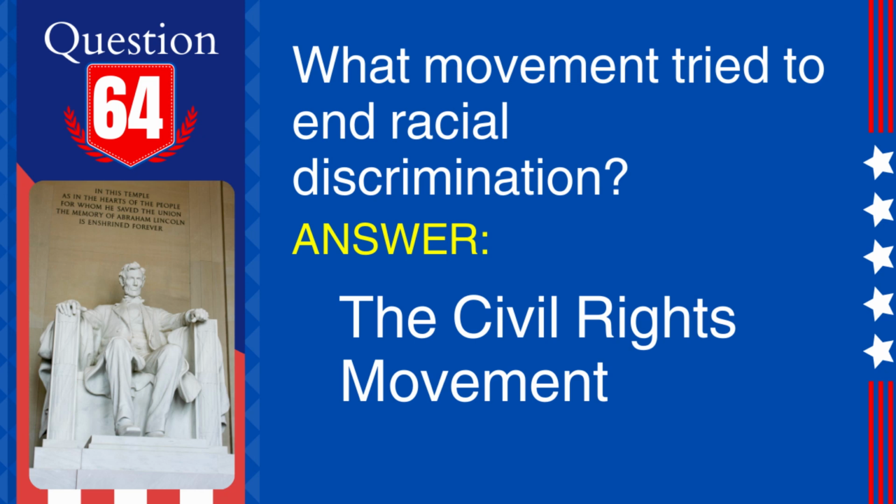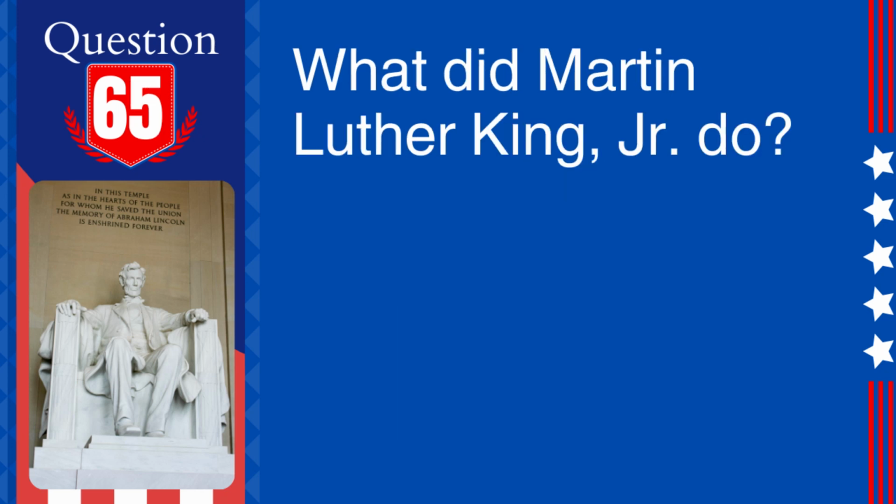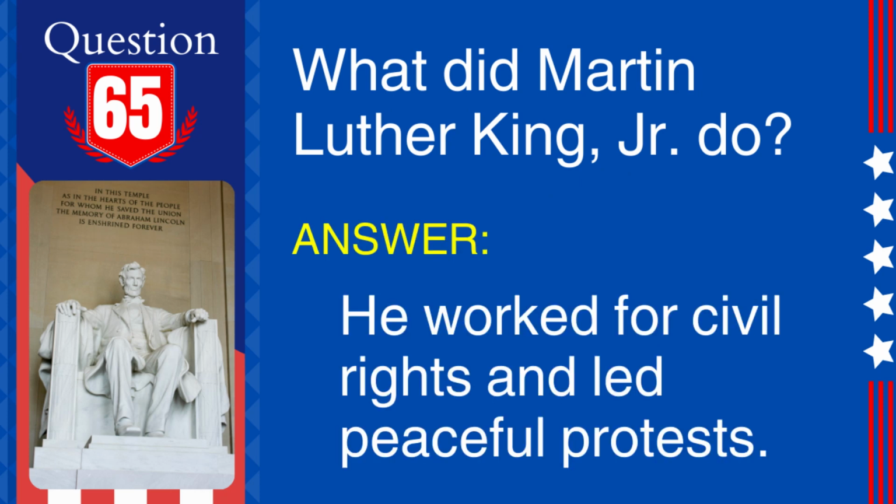65. Question. What did Martin Luther King Jr. do? Answer. He worked for civil rights and led peaceful protests. Explanation. Martin Luther King Jr. was a key leader in the civil rights movement, advocating for equality and justice through nonviolent protest.